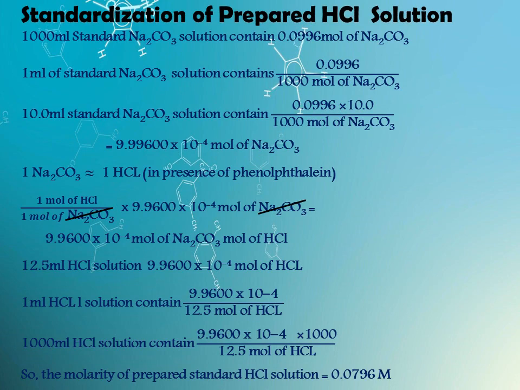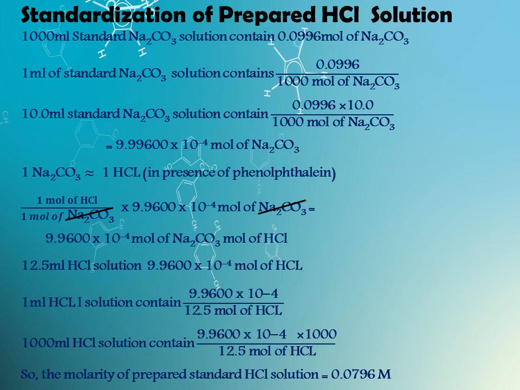Now this is the calculation of standardization of prepared HCl solution. If 1000 ml standard sodium carbonate solution contains 0.0996 mole of sodium carbonate, so 1 ml of standard sodium carbonate solution contains 0.0996 divided by 1000. And the 10.0 ml standard sodium carbonate solution contain 0.0996 multiplied by 10.0 divided by 1000, which is 9.9600 exponent minus 4 mole of sodium carbonate.